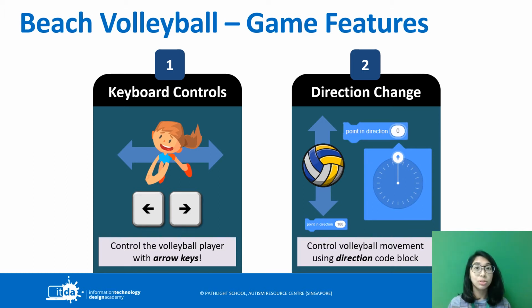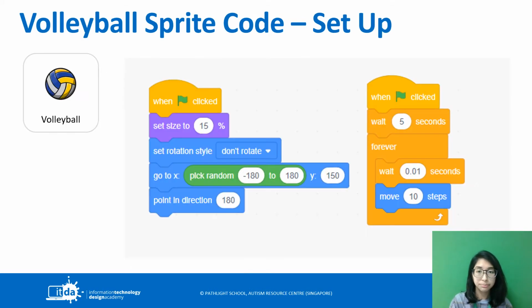But something cool about today is we're going to add a direction change to change whether the ball goes up or it goes down. Okay, so to do a direction change for moving, we have to use this special block, point in direction, whether it's 0 pointing up or 180 pointing down. Okay, so we're going to use this block to change the upward or downward movement. Okay, so this is important. Let me go through the coding for this. This is what you need to do today.